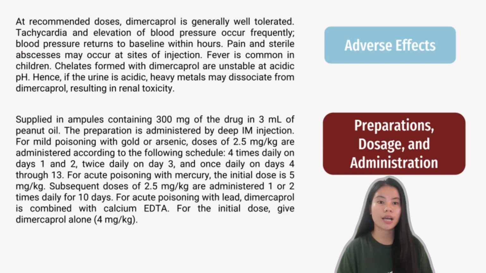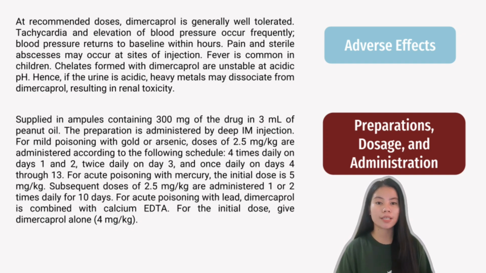So tachycardia and elevation of blood pressure occur frequently. Then blood pressure returns to baseline within hours. Pain and sterile abscesses may occur at sites of injection. Then fever is common in children. Then chelates formed with dimercaprol are unstable at acidic pH. Hence, if the urine is acidic, heavy metals may dissociate from dimercaprol, resulting in renal toxicity.